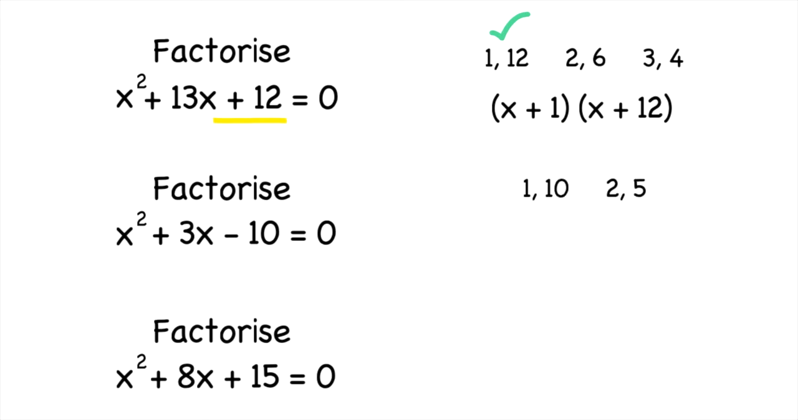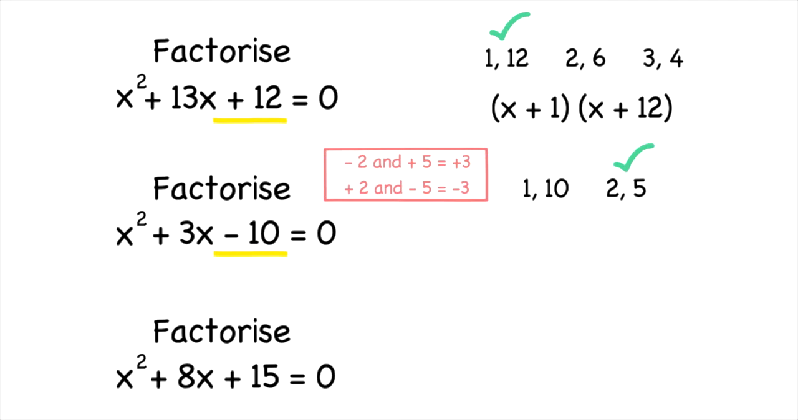The only way I can make a 3 is by using the numbers 2 and 5. Next, I have to think about whether they're going to be positive, negative, or one of each. We want them to multiply to get a negative, so that means that there has to be either a -2 and a positive 5, or a positive 2 and a -5. We want a positive 3 because that's what's in the middle, so those are the two numbers that I'm going to use, -2 and positive 5.